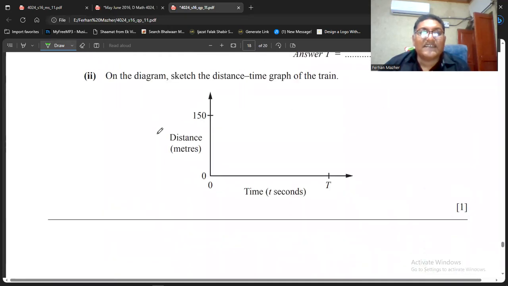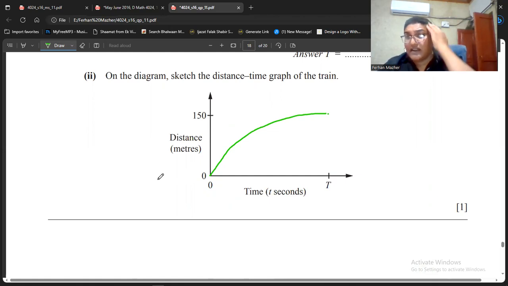Question number 24b, second part. He says, on the diagram, sketch the distance time graph of the train. So very simple. At 0, distance traveled is 0. At T, the distance traveled is 150. Because the speed of the train was gradually decreasing, here you have to draw a curve in which the gradient will be gradually decreasing, like this. Because the gradient of the distance time graph represents the speed, and in our case the speed was gradually decreasing, and at T the speed becomes 0.